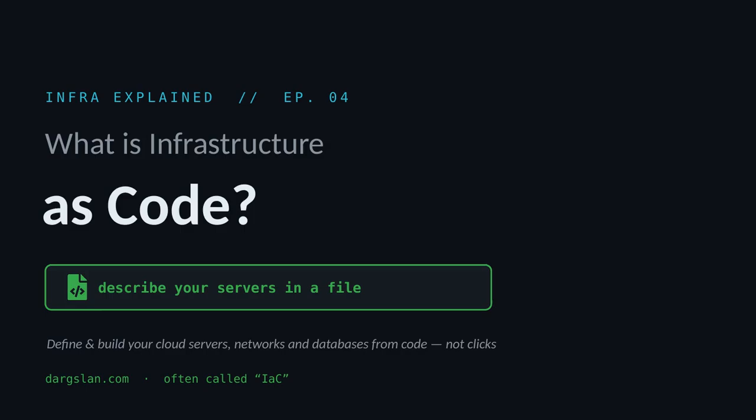In this episode, we're tackling a question that sits at the heart of modern cloud work. What exactly is infrastructure as code? The short version is right there. You describe your servers in a file. Instead of clicking through a cloud console to spin up machines, networks, and databases, you define all of it in code. And that one shift from clicks to code changes almost everything about how teams build and run systems.